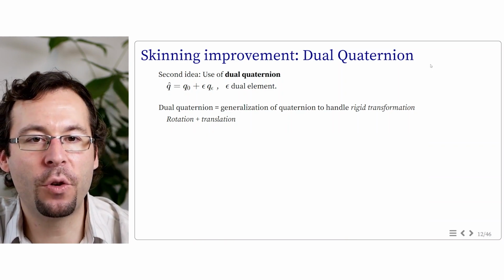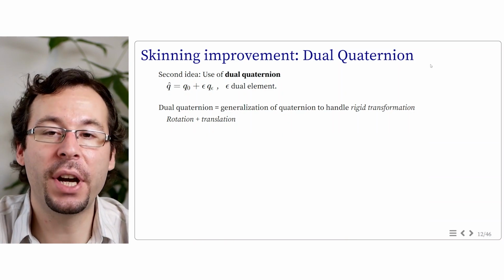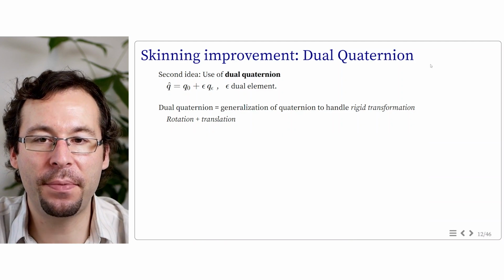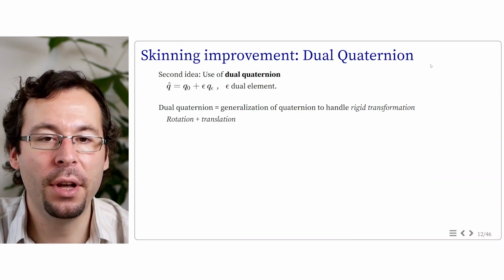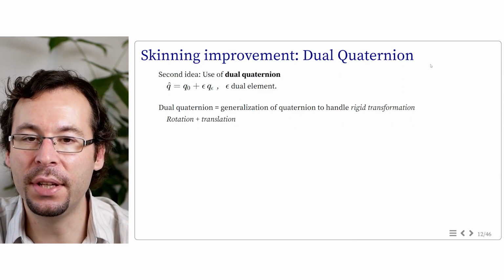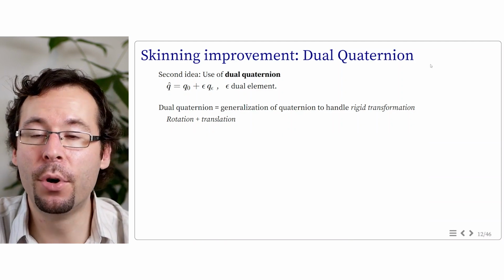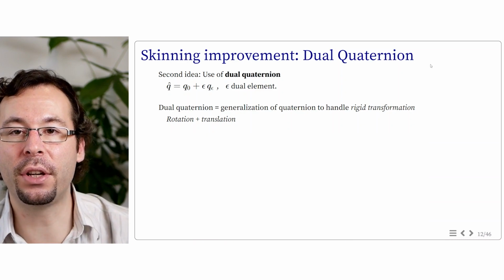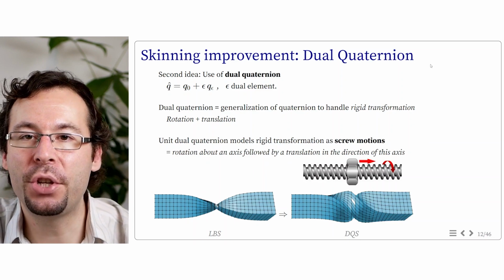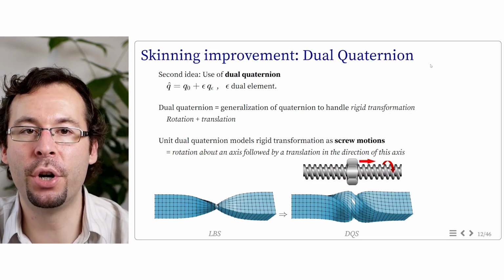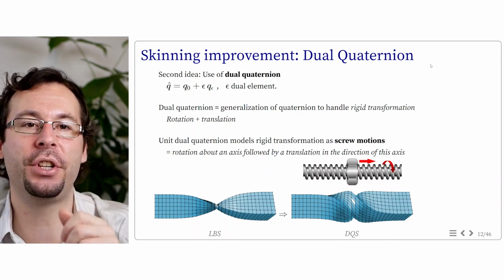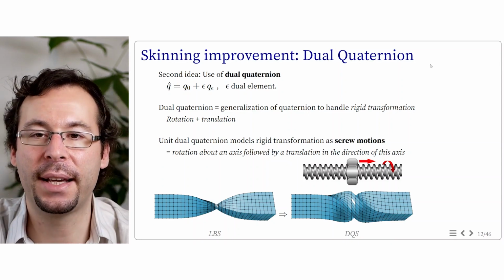First remember that a quaternion is already a generalization of complex numbers to 3 dimensions, and dual quaternions themselves extend this idea of quaternion, but to handle both rotation and translation in a single entity, and it's well adapted to handle motion along rigid transformation. Actually, the use of dual quaternions models rigid transformations as screw motions, which are motions composed of a rotation around an axis, followed by a translation in the direction of this axis.